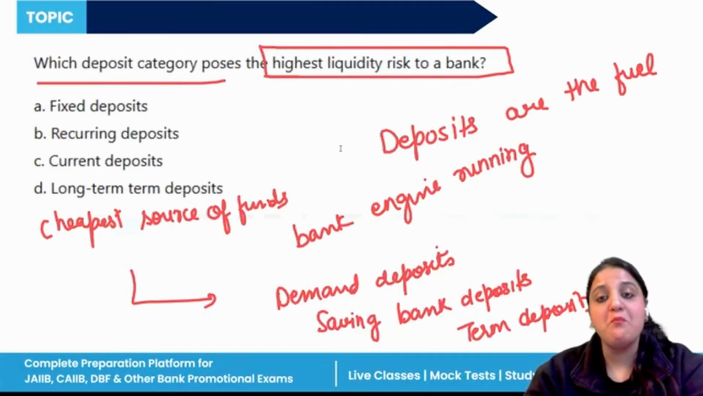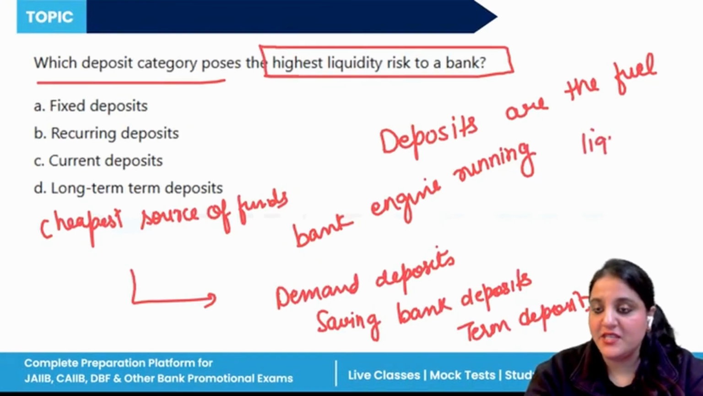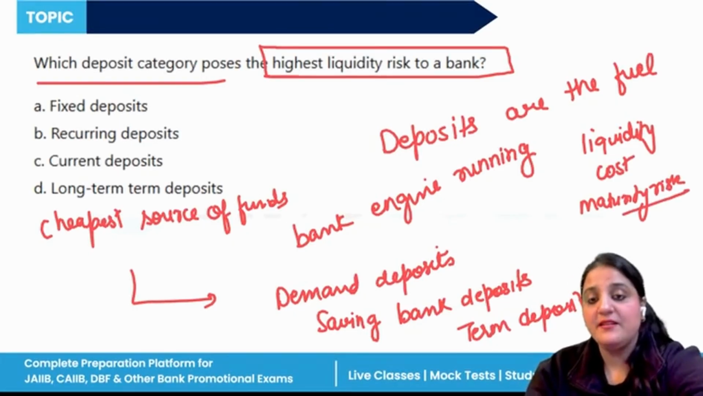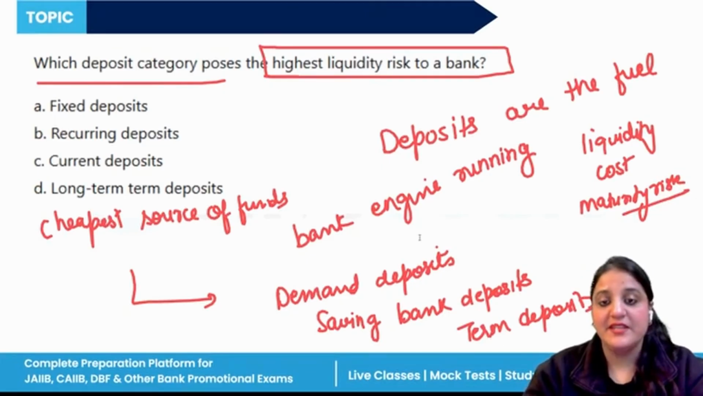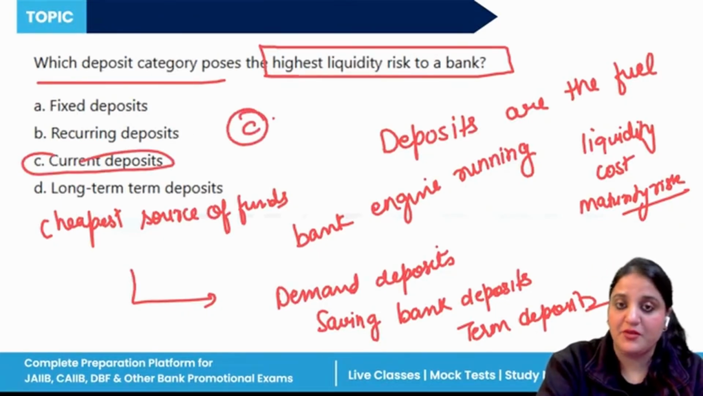The bank has to manage deposits carefully. Why? Just to balance liquidity, cost, and maturity risk. So, which answer is correct here? Which of the deposit categories has the highest liquidity risk? That is current deposits, which are payable on demand and can be withdrawn anytime. So the correct answer is current deposits.